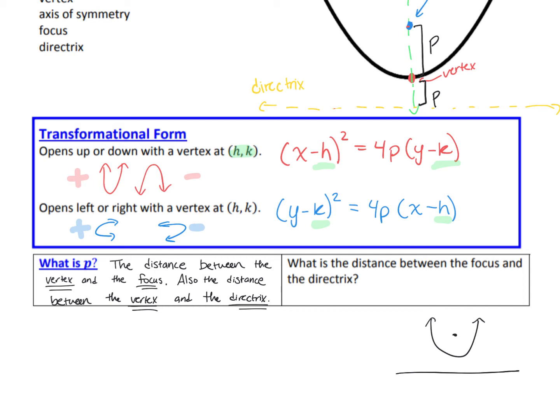And so, well, I know the distance between the focus and the vertex is p, and then I also know that the distance between the vertex and the directrix is also p. So obviously, what's the entire distance right here? That's just going to be 2p between that focus and the directrix.